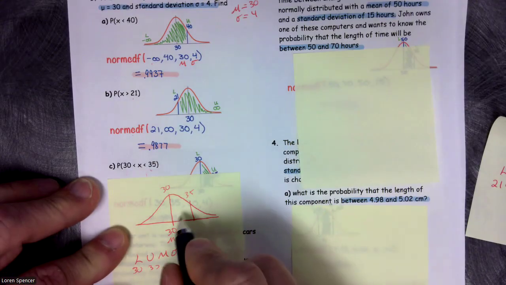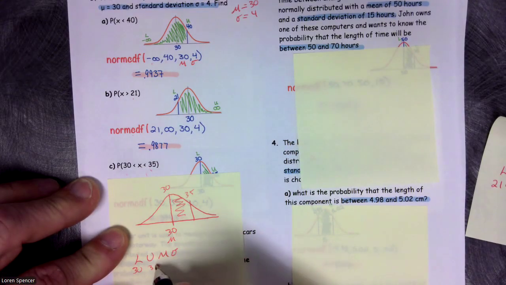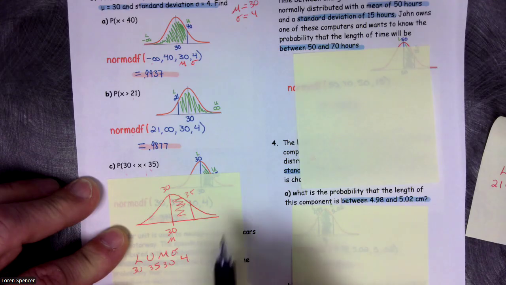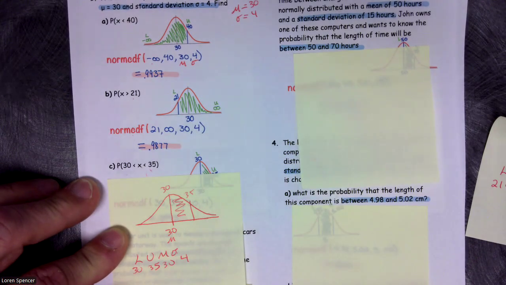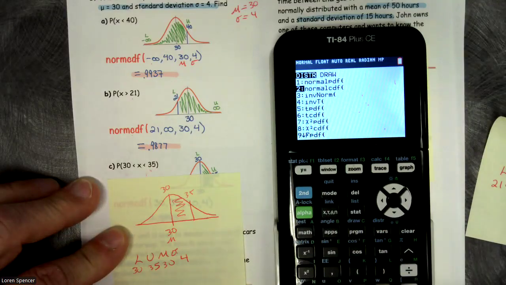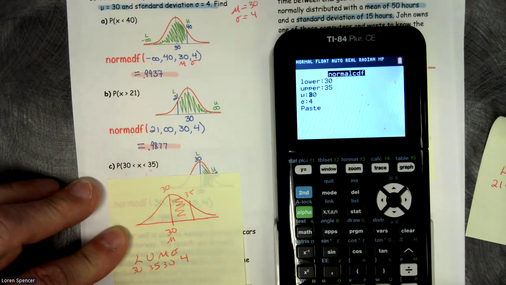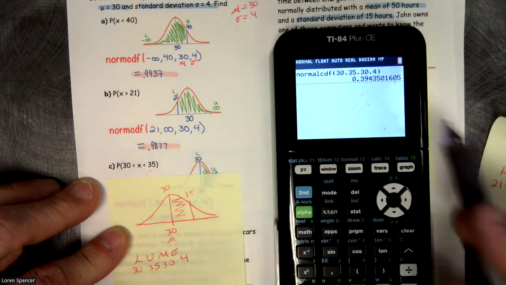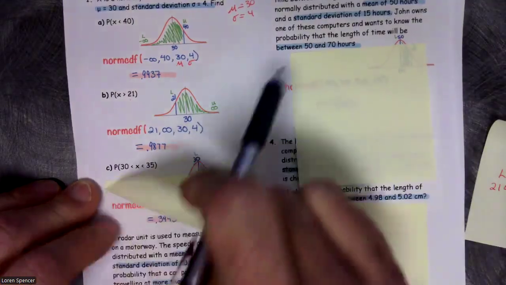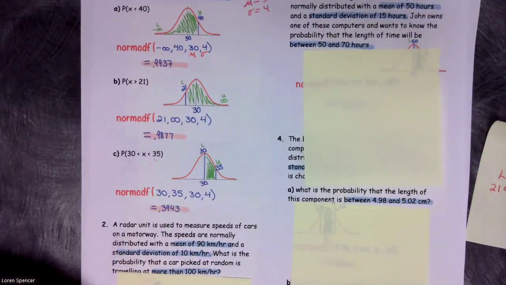And I just know 35 is above it. Then it asks for my mean. It's like, I already wrote it. You write it again. And my standard deviation is still the same 4 that we had earlier up there. So that's what we're going to plug into the calculator. We're going to do a norm CDF, second vars, norm CDF, lower bound 30, upper bound 35, mean 30, standard deviation 4, 4 decimal places, and we get 0.3943. There it is. That simple.